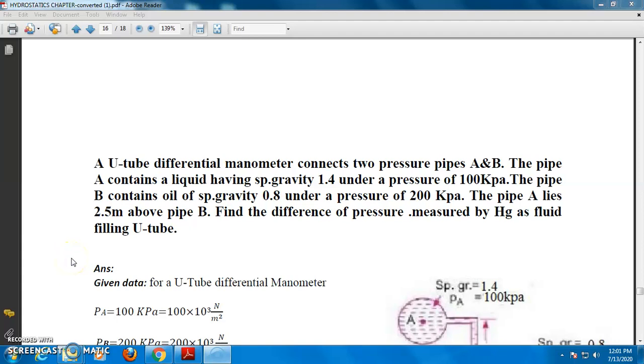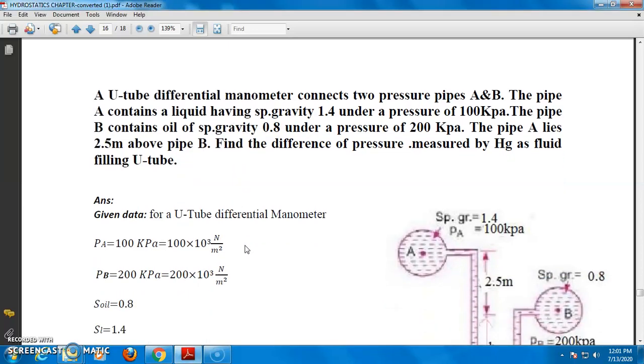Now we are going to solve another differential manometer problem. First, you read the question. A U-tube differential manometer connects two pressure pipes A and B.